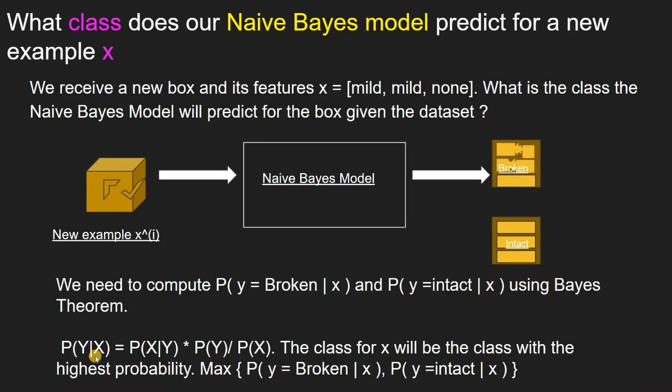Remember Bayes theorem, which I've written here. Bayes theorem tells us how to compute conditional probability, so the probability of y conditioned on x. And the class for x will be the class with the highest probability. So we would choose the maximum out of the set of probabilities for each class: the probability of y equaling broken given x, and the probability of y equaling intact given x. Whatever class, broken or intact, has the highest probability, that is the class our naive Bayes model is going to predict for this example x. And with that, let's move on.